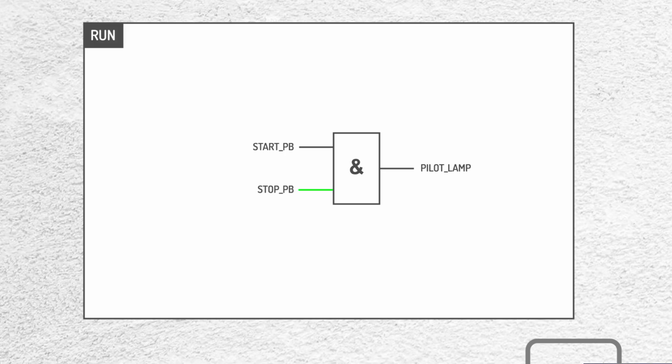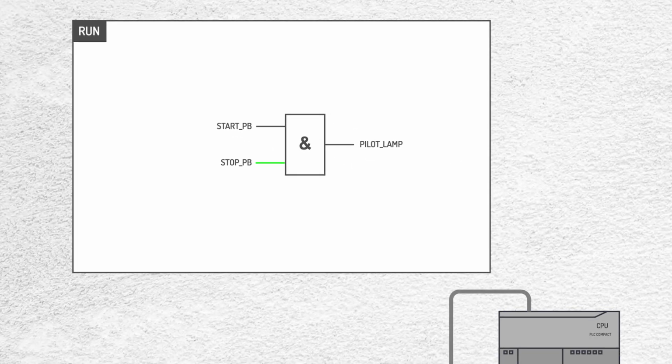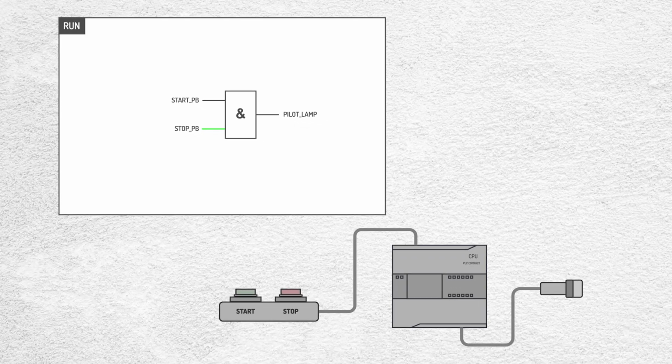When running the program, we can see that the stop variable appears green, indicating that its state is 1 or true. Simply put, the AND function activates its output only when all its inputs are in a high logic state, that is, 1. In this case, the output remains deactivated because the start button has not been pressed. When pressed, the output activates, but when the button is released, the output deactivates again. So, how can we make the pilot remain on even after releasing the start button?